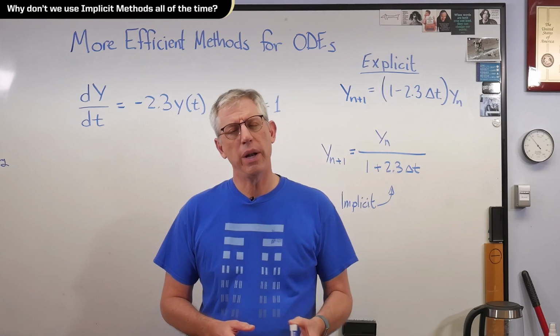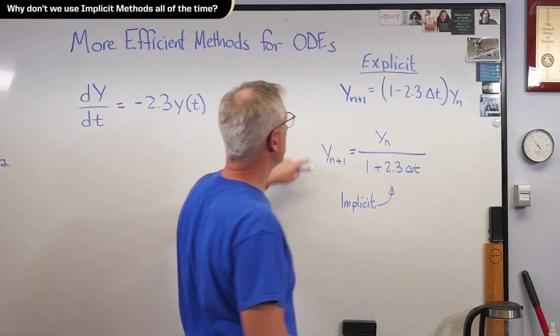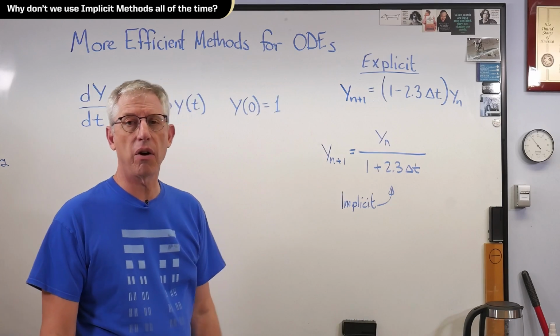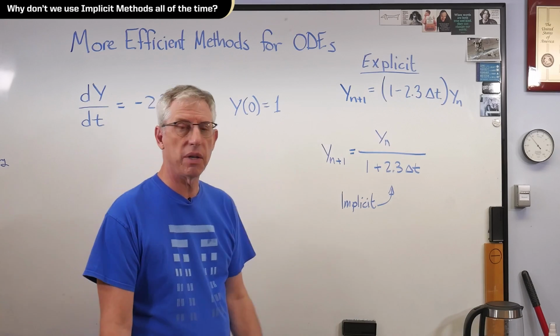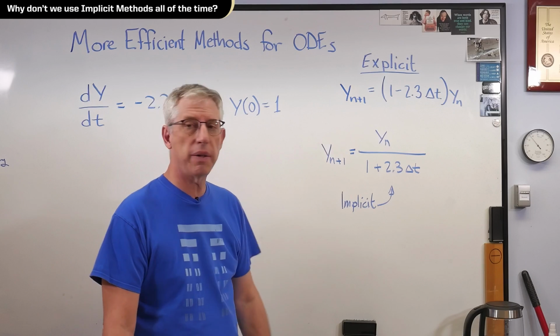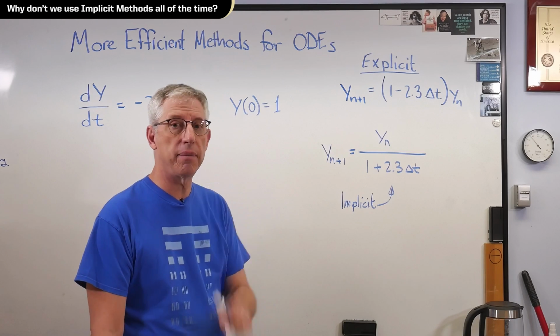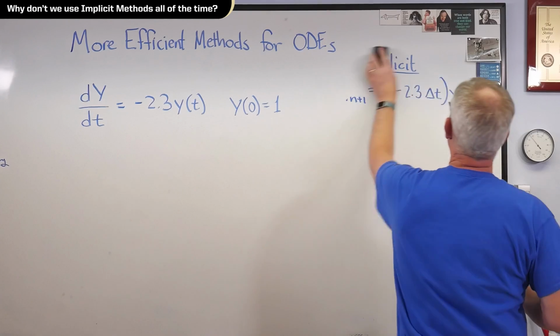So, first, why don't we use implicit methods all the time? I mean, here are our two solutions we had. One of them isn't any harder to calculate than the other. They look different, but the computer doesn't care. There's no more computational overhead with this one than there is with that one. Just use them all the time. Here's why. For this particular equation, it wasn't a problem.